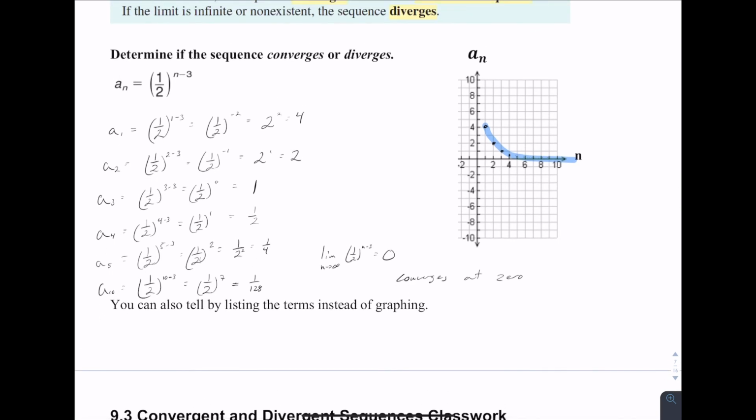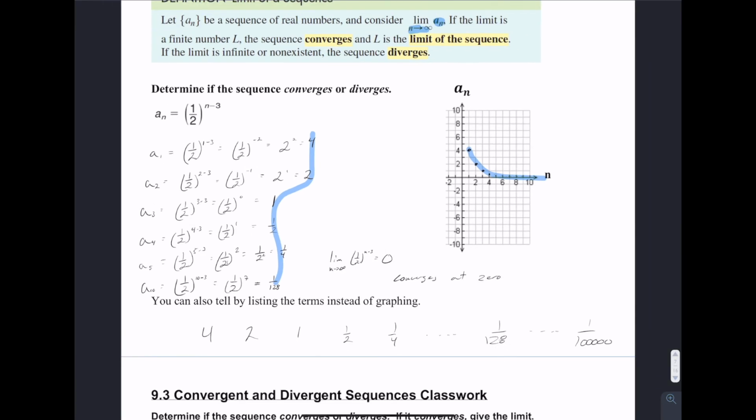You can also tell by listing the terms instead of graphing. So we graphed it, but if you list out all the terms, look what happens. 4, 2, 1, a half, a fourth, and so on, 1/128th. And then eventually it's going to be like 1 over a billion or something like that. Well, that's really, really small. That's practically 0.